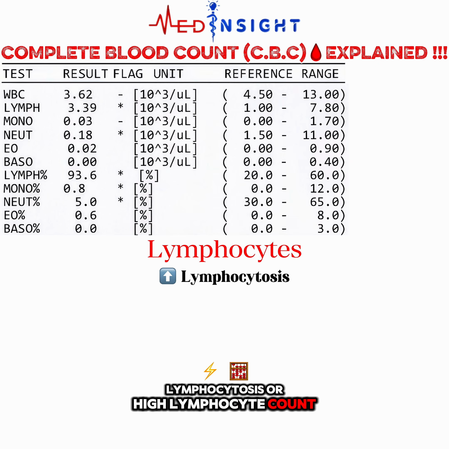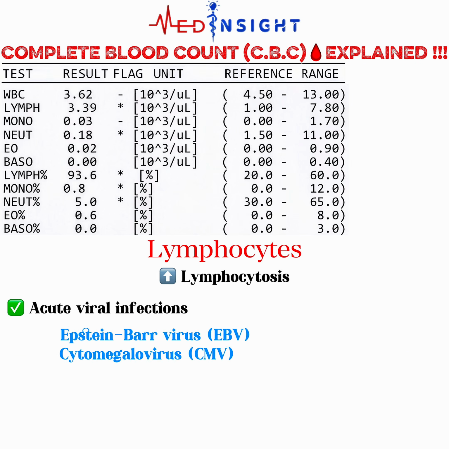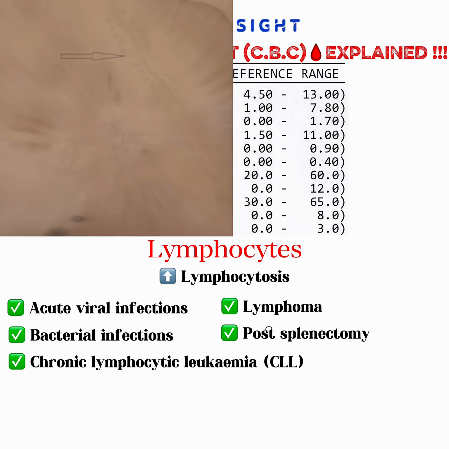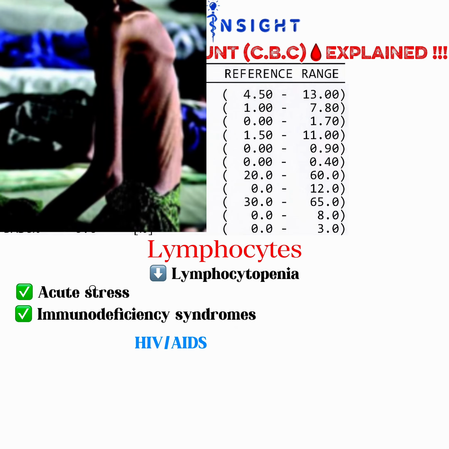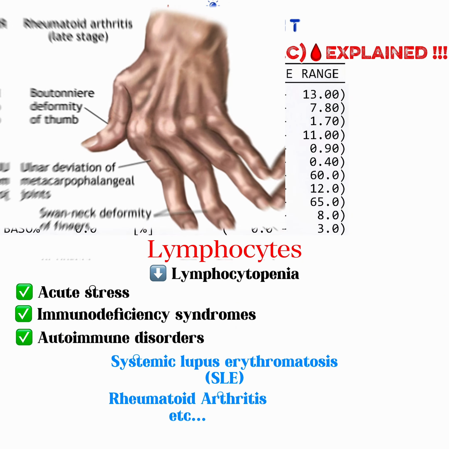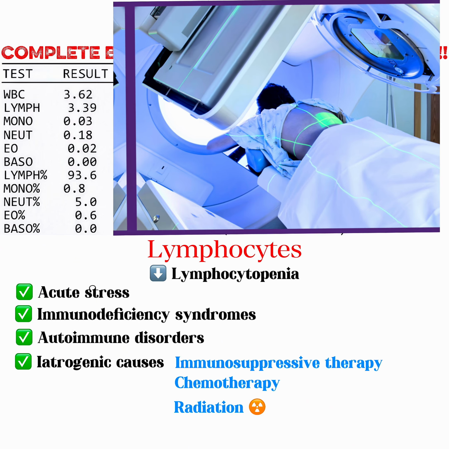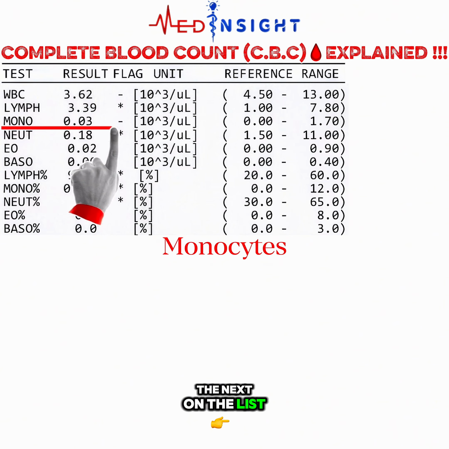Lymphocytosis or high lymphocyte count may suggest acute viral infections like infectious mononucleosis or Epstein-Barr virus, cytomegalovirus, hepatitis, or HIV. Certain bacterial infections like pertussis, chronic lymphocytic leukemia, and lymphoma. Postsplenectomy. Lymphopenia or lymphocytopenia, that is low lymphocyte count, may indicate acute stress, immunodeficiency syndromes like HIV/AIDS, severe combined immunodeficiency, autoimmune disorders like systemic lupus erythematosus and rheumatoid arthritis, iatrogenic causes like immunosuppressive therapy, chemotherapy, and radiation, protein-losing conditions like severe malnutrition and enteropathies.